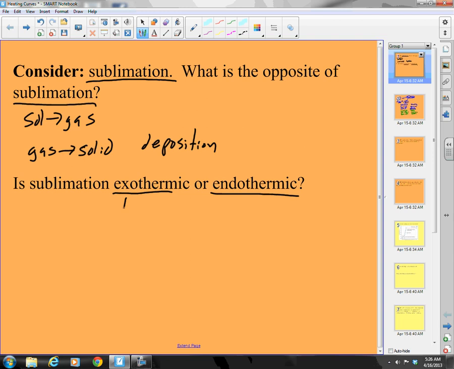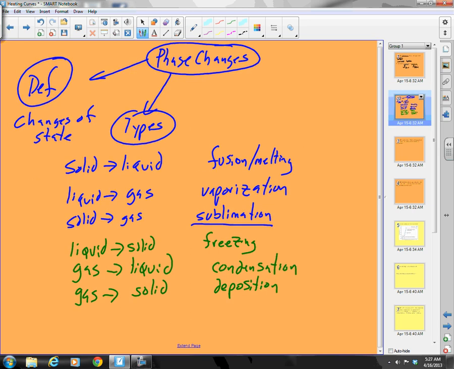Okay, I remember exothermic. That means heat is released. And I remember endothermic. That means heat is absorbed. So I need to go back and add some stuff. Which of these are exothermic or endothermic? Going from solid to liquid, what do you think? Do I need to put energy into that or take energy out? Well, to go from a solid to a liquid, we usually have to heat that up. That requires energy, so energy is absorbed. That is endothermic.